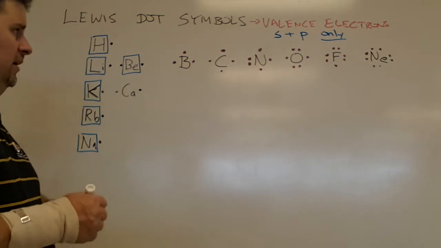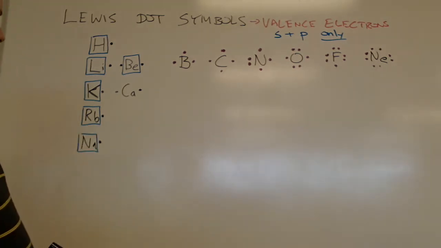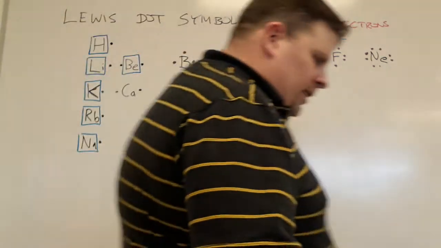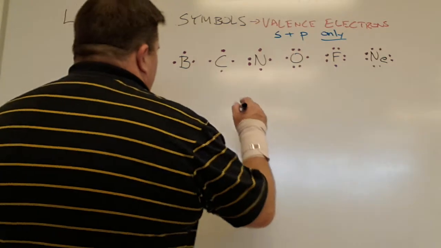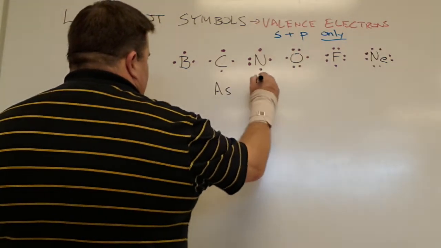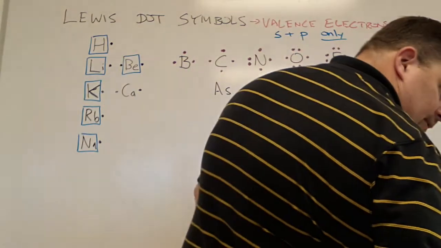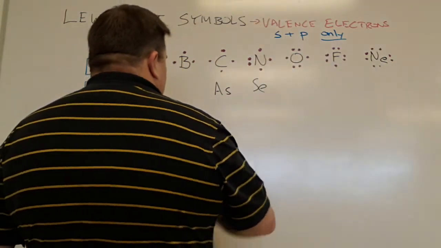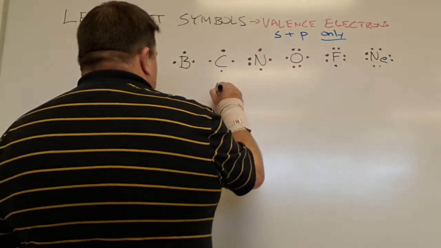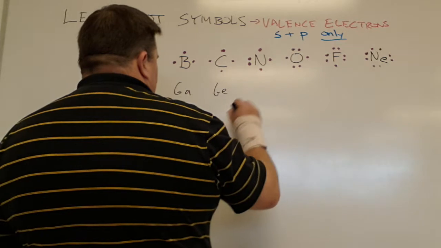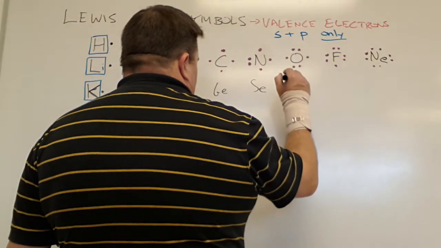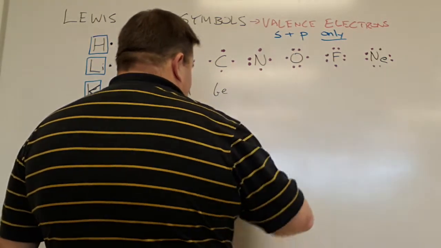Okay? So let's see. If I come out here and go to the third row, this is arsenic and selenium. Did I pick the right row? Nope, I'm off by 1. That's right, it's germanium, gallium, selenium, and arsenic and selenium.